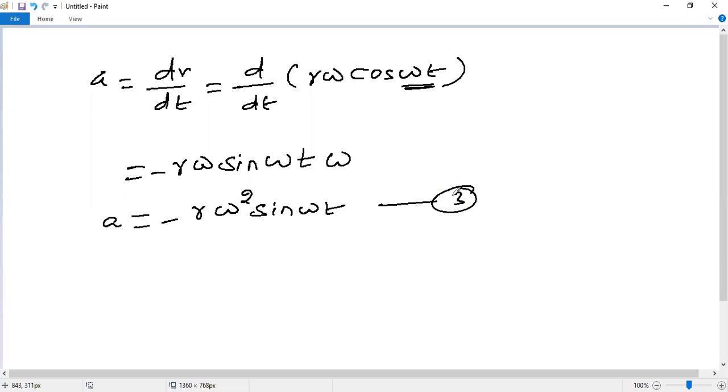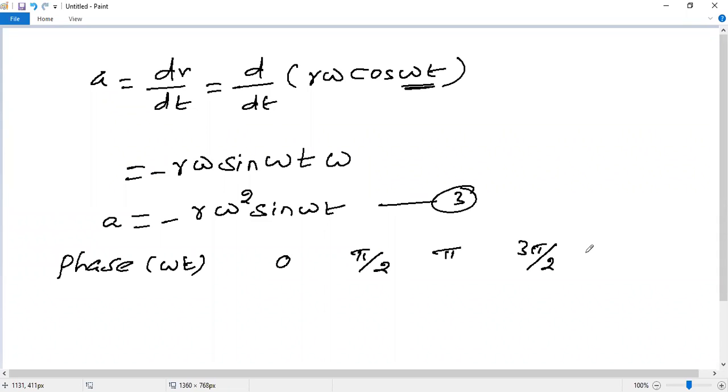Okay. Now we'll represent with the graph for the base omega t. 0, pi by 2, pi, 3 pi by 2, 2 pi.